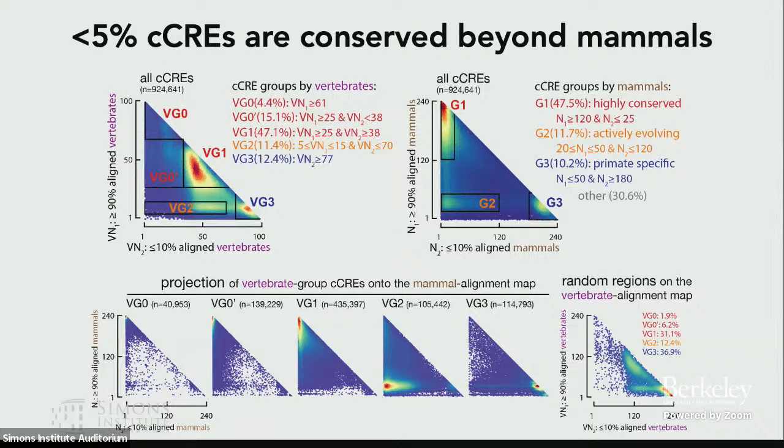And you can take this map and then take the CCREs in each region and map them to the mammals triangle. This is the same one as what I showed previously. And you can see the ones in VG0, vertebrate group 0, are at the pinnacle of this triangle. It's hugely conserved. So anyway, by using the mammals data, we really are at a very sweet spot for detecting conservation.